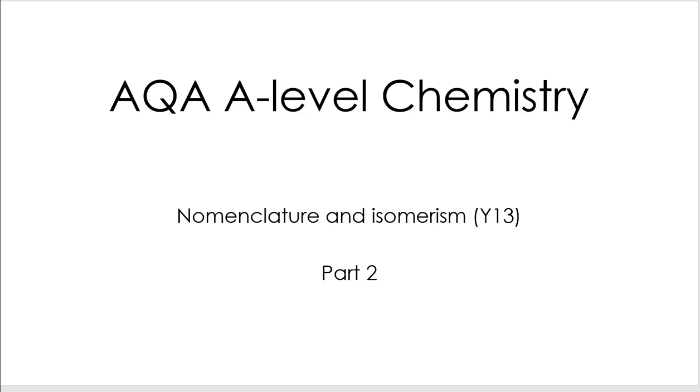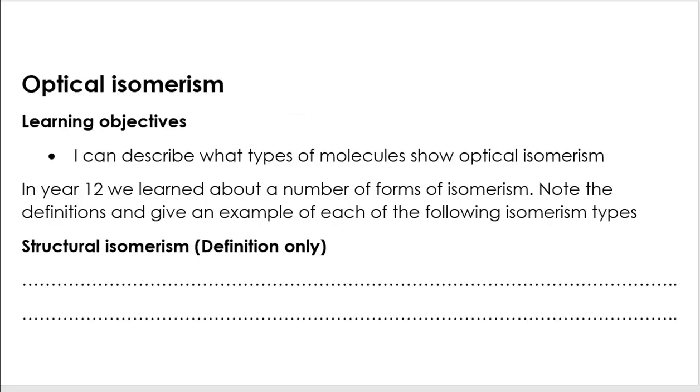This is part 2 of the AQA A-Level Chemistry topic, Nomenclature and Isomerism, Year 13. In part 1, we looked at some of the key IUPAC rules for naming compounds. In this one, we're going to revisit some of the forms of isomerism you know and introduce a new one. So I'm going to recommend that you pause as you go, have a go at every activity as you're working through. So let's start off with the objectives.